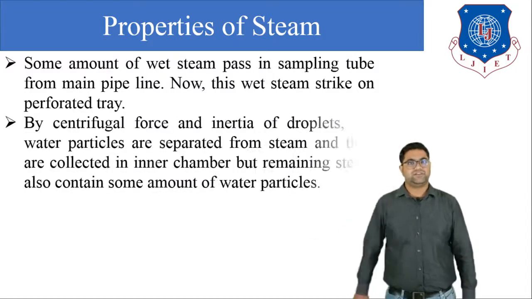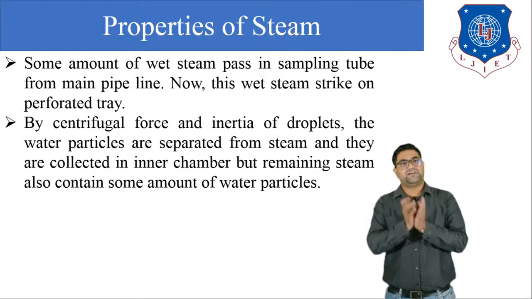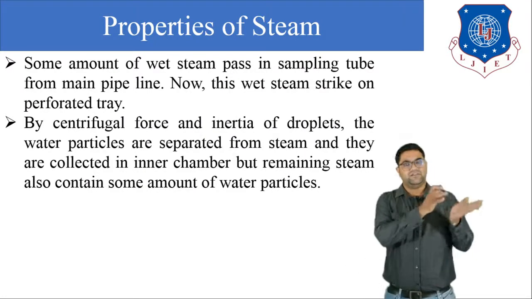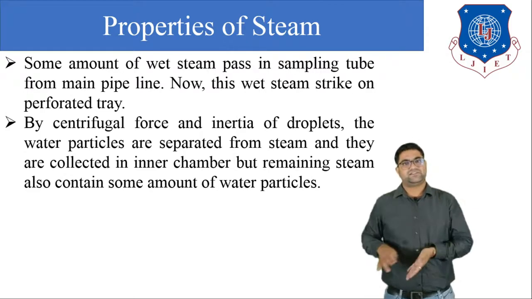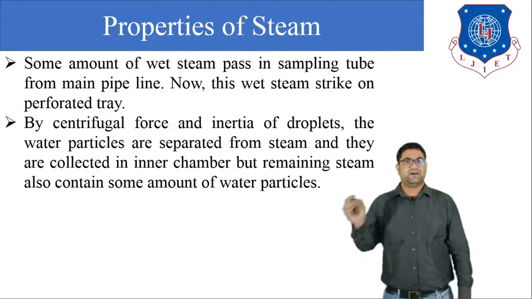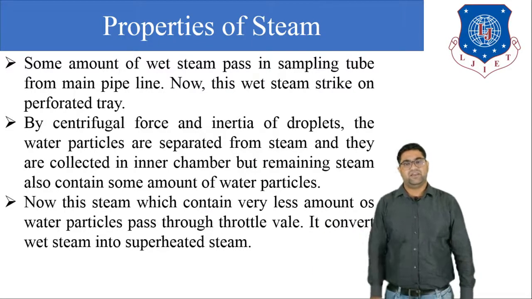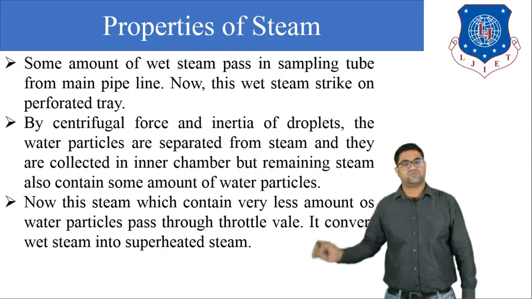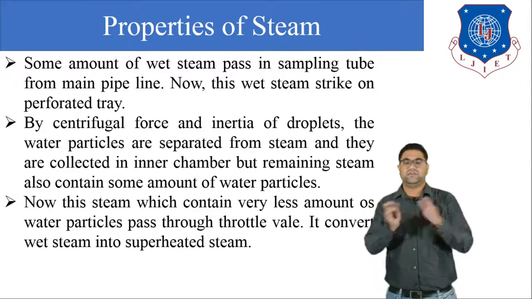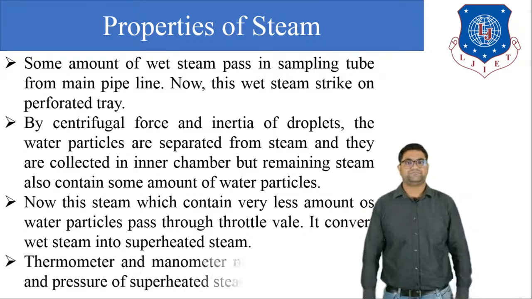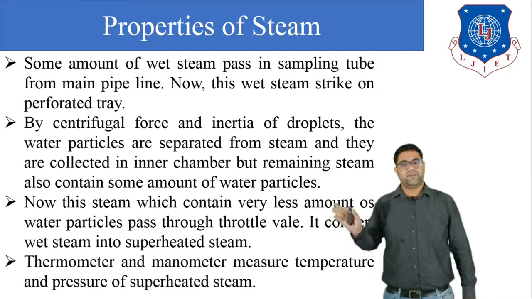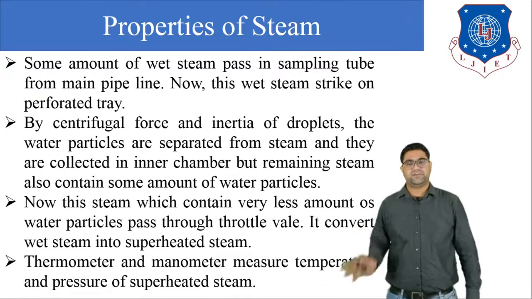So this is the procedure. Some amount of the wet steam will pass in the sampling tube and then the water particles will be separated in the separating calorimeter. After that the steam will reach the throttling calorimeter and in the throttling calorimeter, because of the throttling process it will be converted into superheated steam. Okay. Then the manometer will be used to measure the pressure.